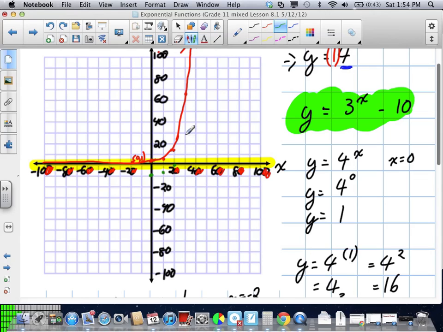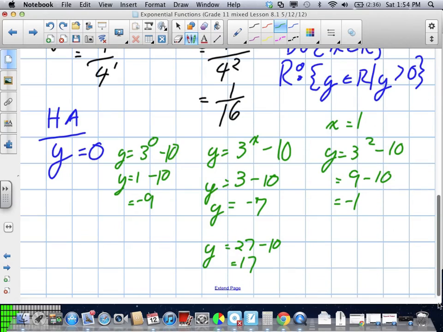At 3, we're at what? 17. And at 4, what number were we looking at? 81. Right? Oh, so way up there again. So again, this is taking off just like the last one did. Now, the only difference here is of our negatives.